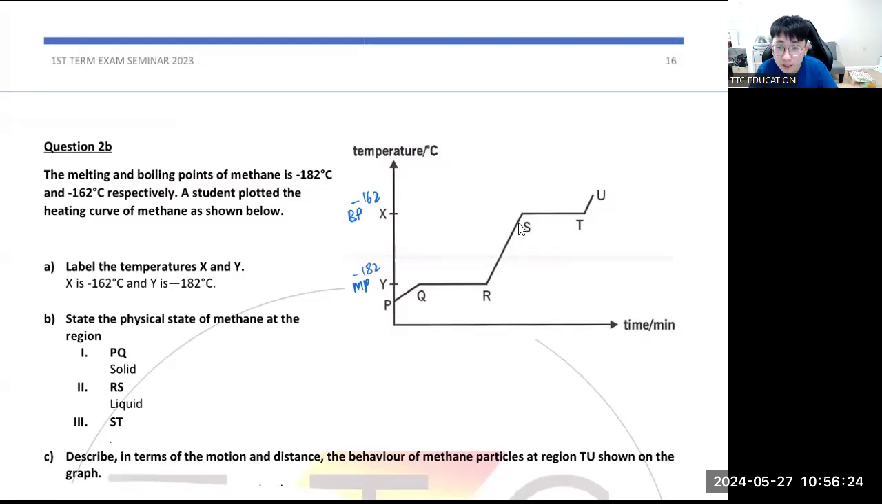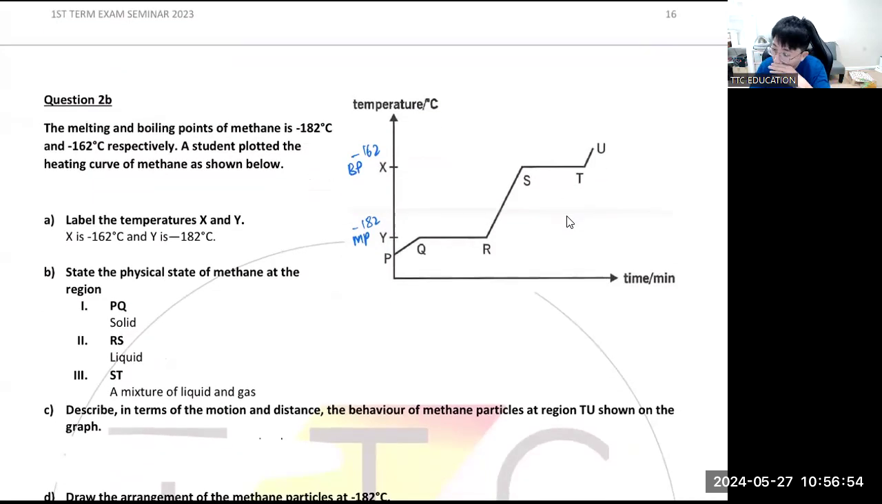But the last one, you see, S and T. Where is S and T? S and T is like halfway through boiling. Like you see, in the middle of boiling, right now. So in the middle of boiling, it's not fully boiled yet. T to U only fully boiled. S and T is not fully boiled. So if it's not fully boiled, what is the physical state? For those who boiled, it's gas. Those who haven't boiled is liquid. So that's why S and T is a mixture of liquid and gas. So from here, mixture of liquid and gas.